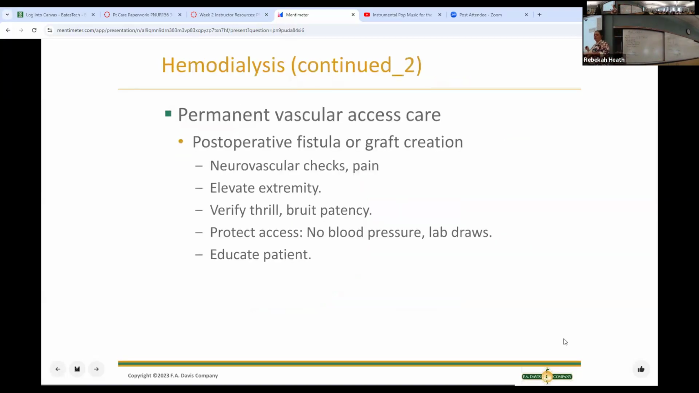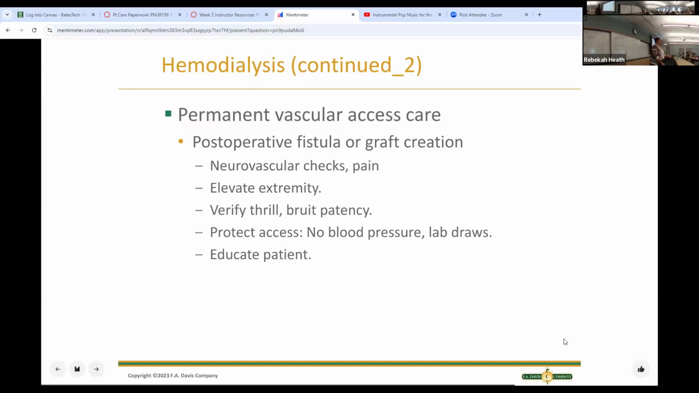Let me go back. So if you have a fistula or a graft, we want to make sure we're checking it, because they're mixing the blood flow. Now I point here, this is usually where they start. Patients who have been on dialysis for a long time will usually have a graft that starts to malfunction, or a fistula that starts to malfunction.